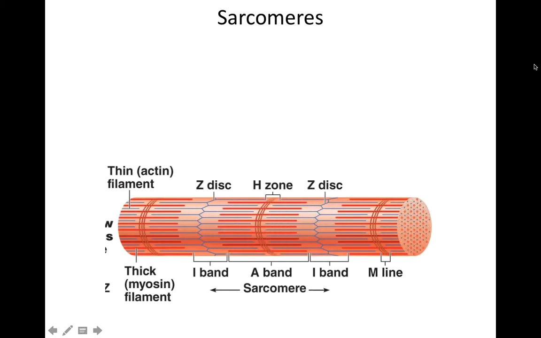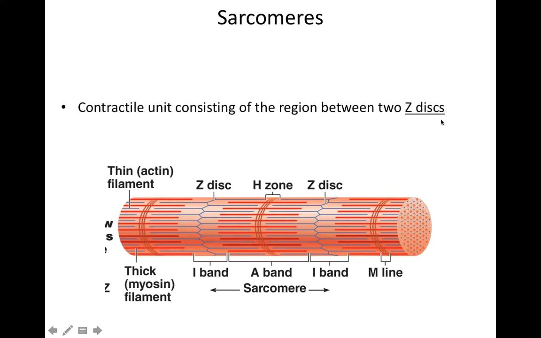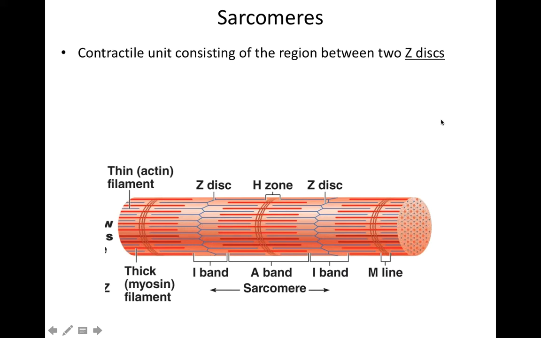So here you can see a sarcomere, running from here to here. A sarcomere is the contractile unit of muscle. This is what actually shortens and allows the muscle to contract. You can see that they run back to back to back. So all along the very long length of a muscle cell are collections of these sarcomeres running back to back to back.